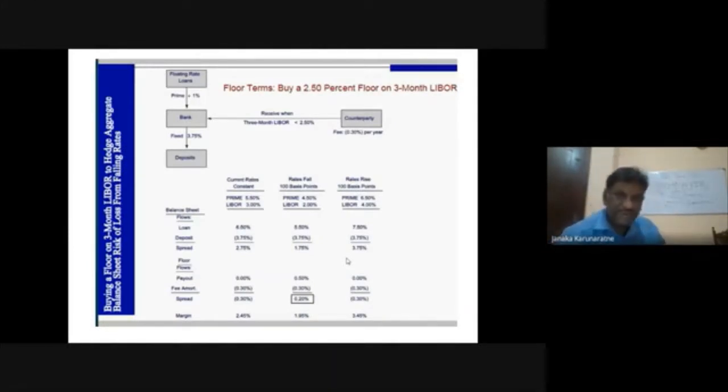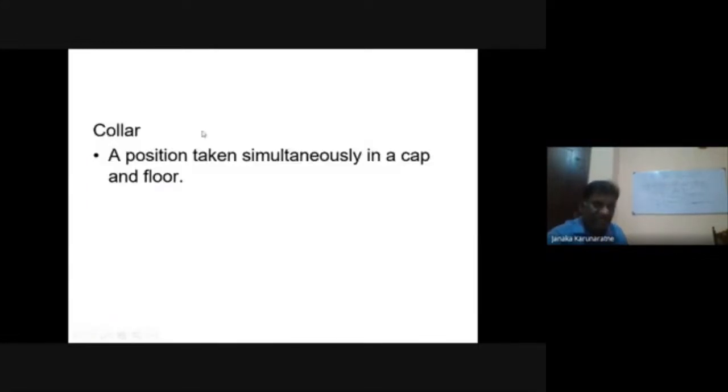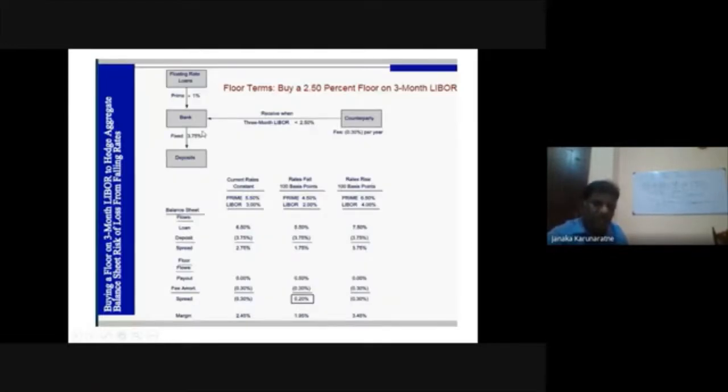Just to look at how a structure looks. Here, buying a floor on 3 months LIBOR to hedge aggregate balance sheet risk from falling interest rates. Now this particular bank has lent at prime interest rate and pays depositors at 3.75. So what is the risk to this bank?